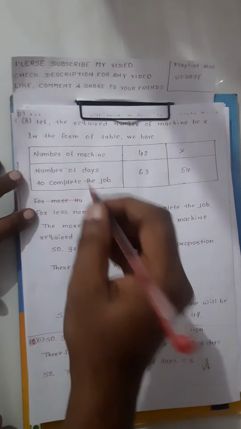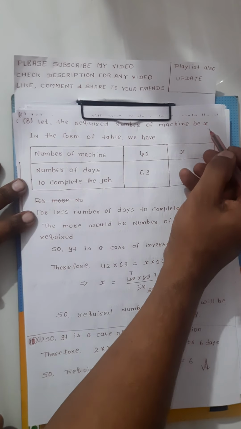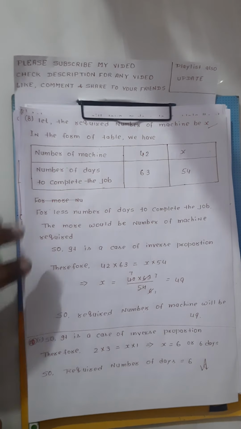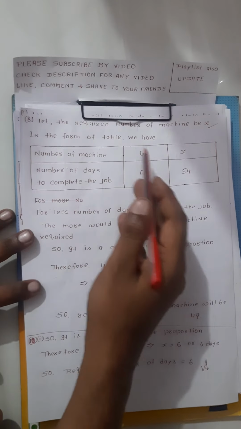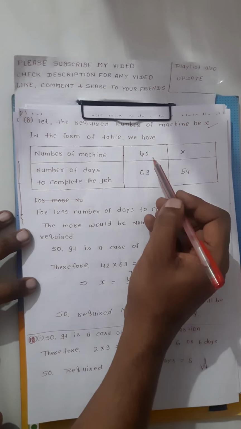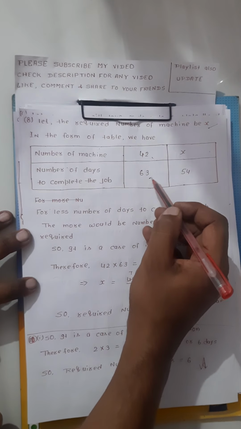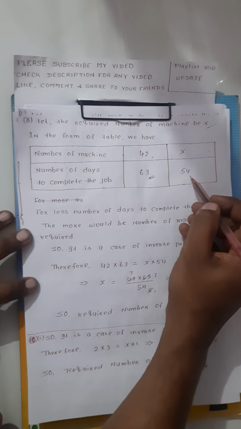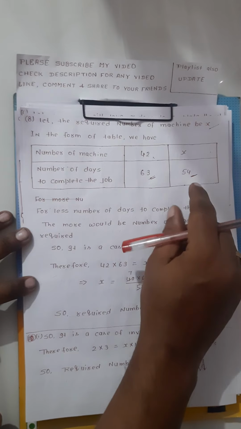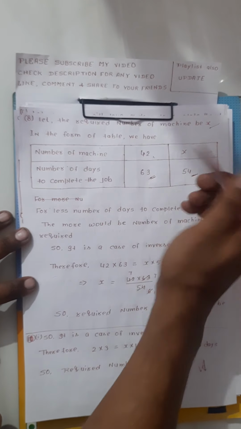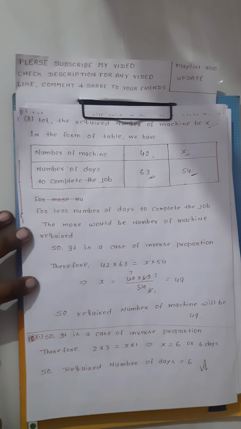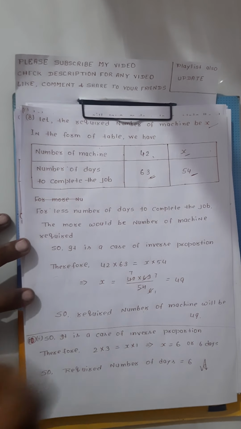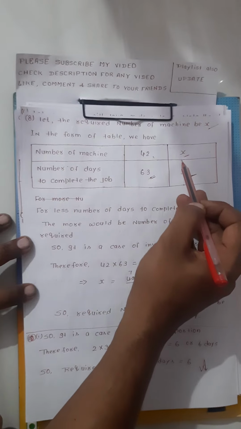Okay, then we suppose that the required number of machines is x. In the form of a table, the number of machines is 42 and the number of days is 63. For 54 days, we suppose that x machines are required.